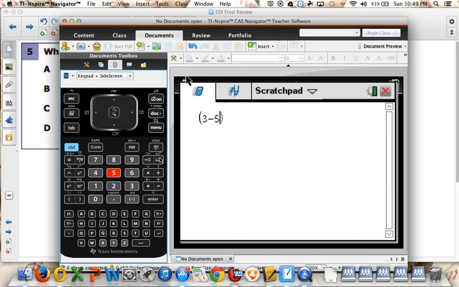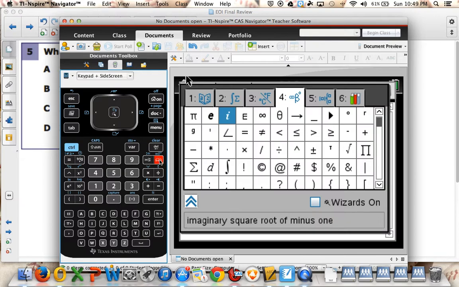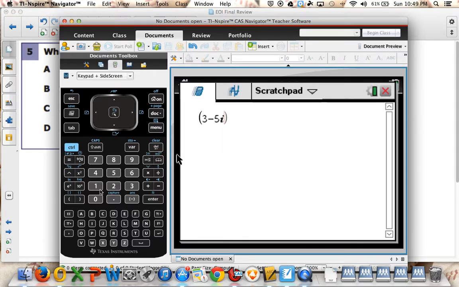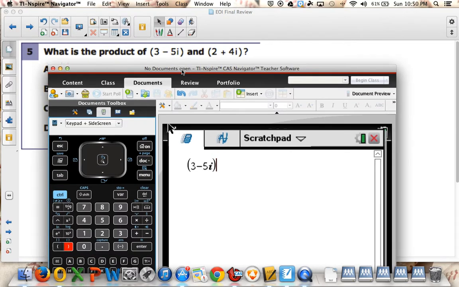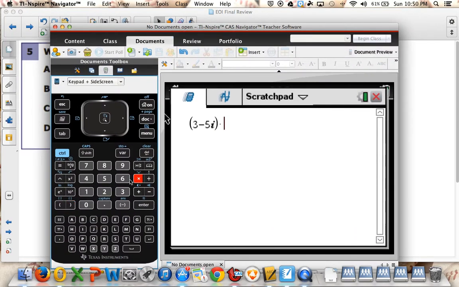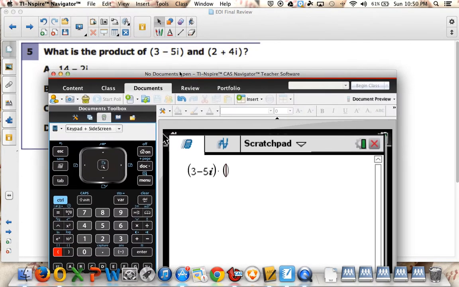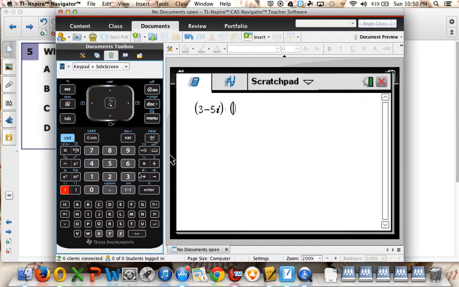There's two ways how to do this. I can go to book, and I can make sure this number 4 is highlighted up here, make sure it doesn't have anything else, find the I, and it pops in there. Now, it says product. The operation of product is multiplication. So I'm going to put times, parentheses, and it's going to be 2 plus 4i. And I have 2 plus 4.